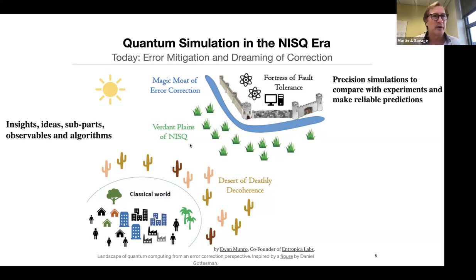I'm very hopeful, as are many people, that on the path towards error-corrected quantum computers, there's going to be a lot of physics that comes out. And in fact, this is going to be a necessary development period for us to be able to use a fault tolerant and error-corrected quantum computer.